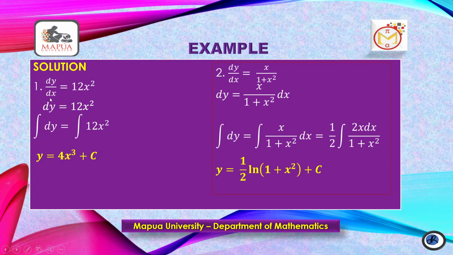So we can multiply the dx by 12x squared. So this is now expressed as dy equal to 12x squared dx. Then we can evaluate the integral of the left side and right side of this equation. Then we have the integral of dy, which is y, and this is the integral of 12x squared dx, which is by power integral equal to 4x cubed, and then upon integration plus c. So this is a basic method how to find the solution for this differential equation.